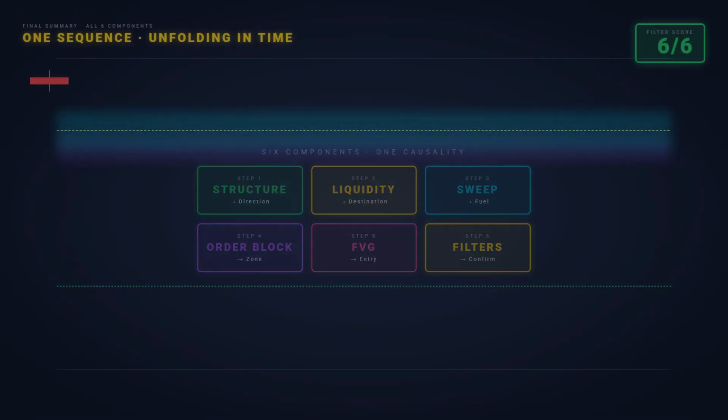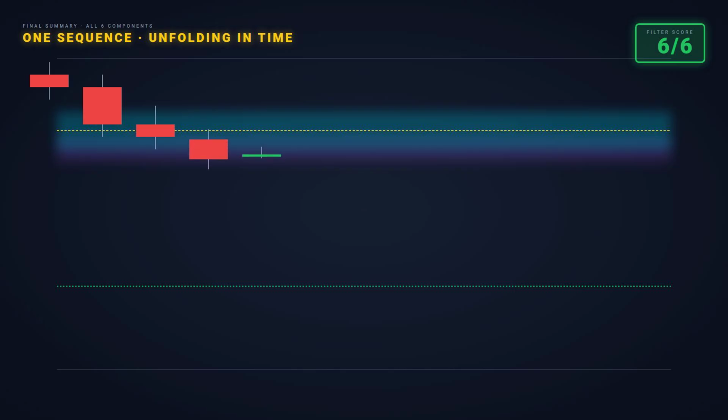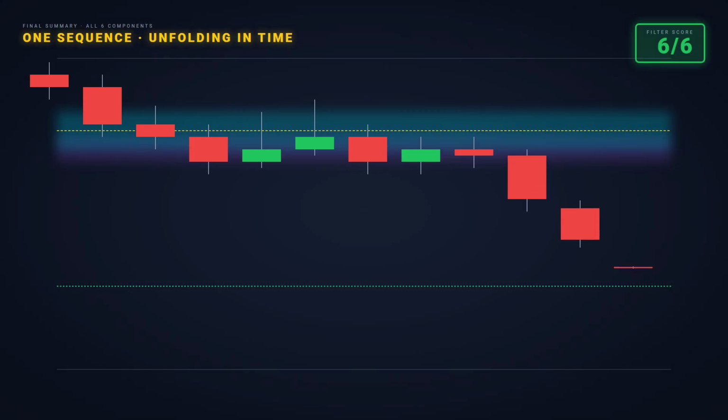Look at this final summary chart on screen. All 6 components marked on one setup. HTF structural bias on the left, liquidity target identified, sweep confirmed, OB boxed, FVG nested inside it with the 50% level marked, filter score visible in the corner. This is not 6 tools applied to a chart. This is one sequence unfolding across time, each step producing the condition that makes the next step possible.